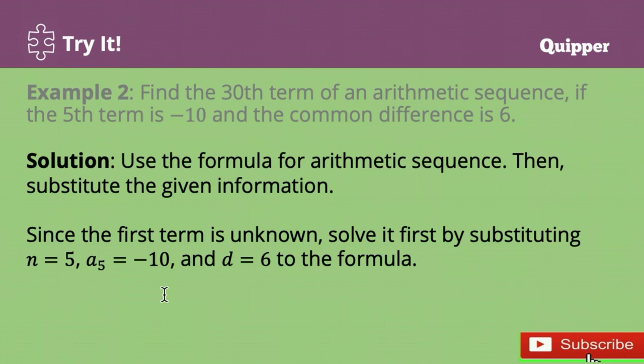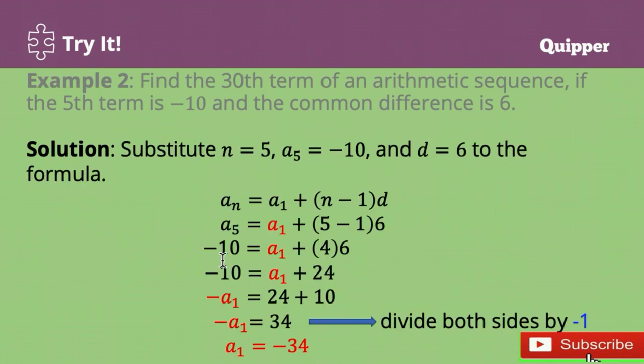We will be using the same formula in finding the first term and plugging in the necessary values. We have n is equal to 5 and a sub 5 is equal to negative 10. And for the common difference, the same. Substituting all the necessary values, we have here the fifth term is equal to a sub 1. I highlighted a sub 1 since this is the problem. Plus the quantity of 5 minus 1 times 6.